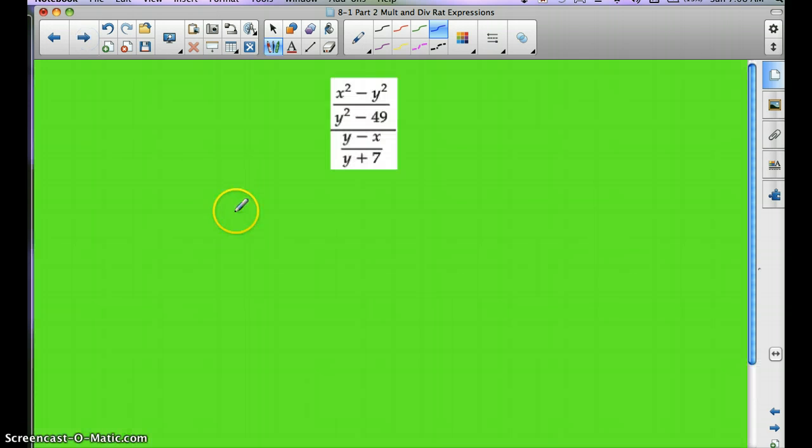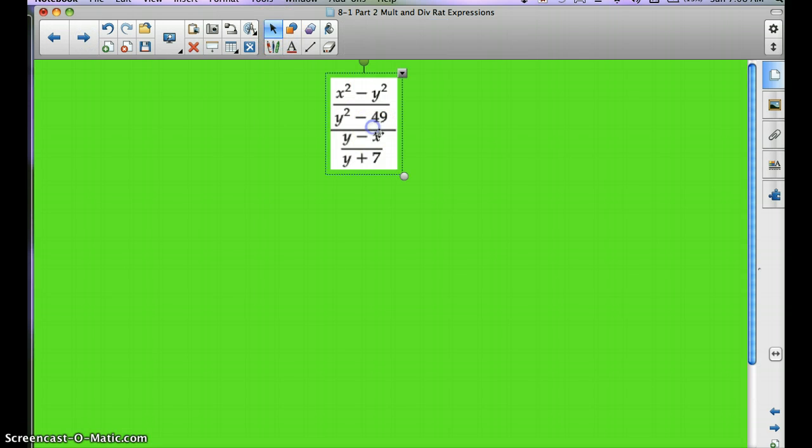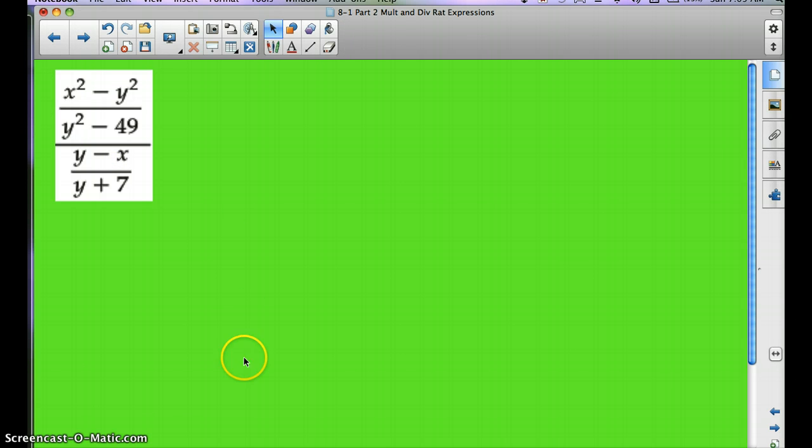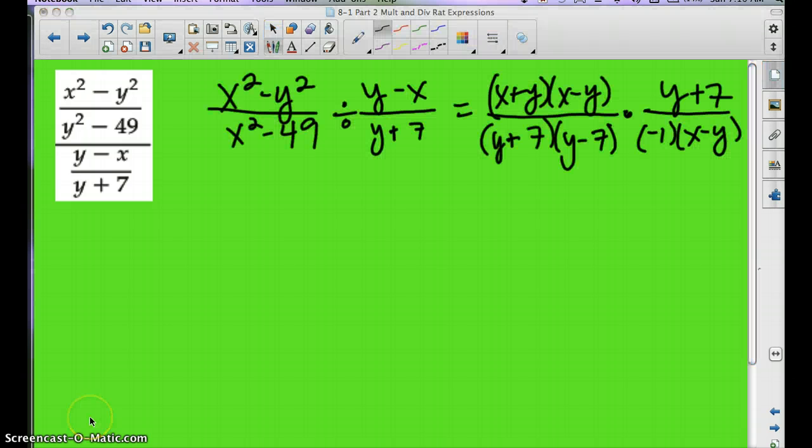Okay, one last example. Go ahead and pause the video and see if you can do this. At least get started on your own. Alright, so I went ahead and got this started. If you notice, I went ahead and factored it and then multiplied by the reciprocal.